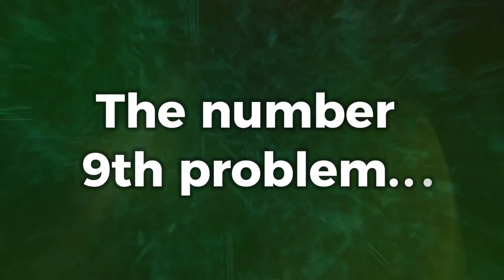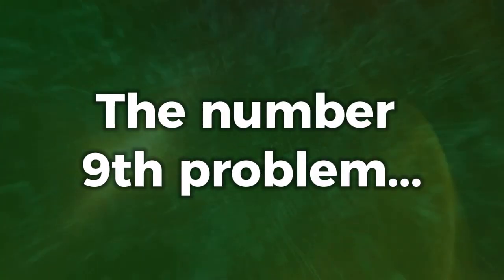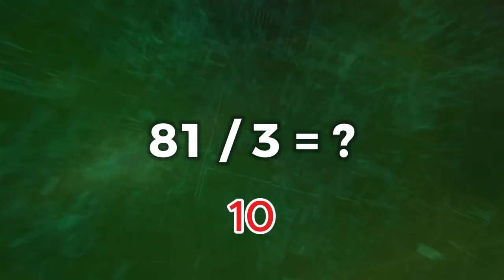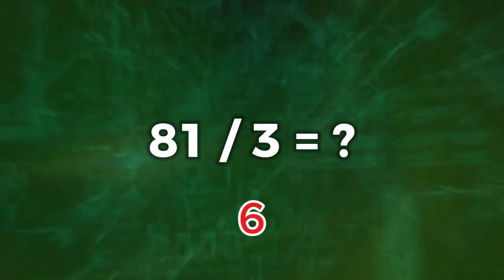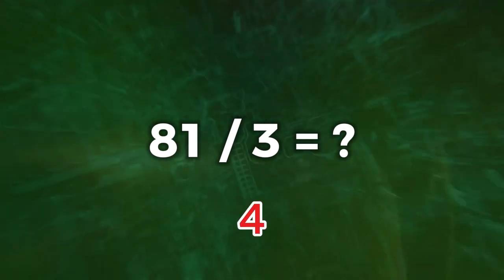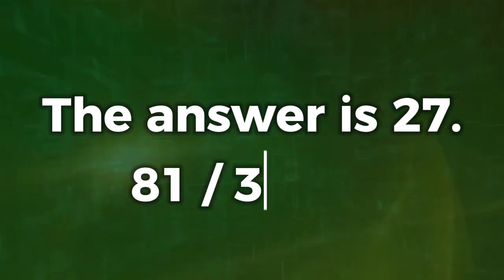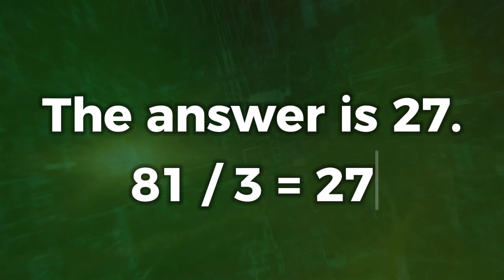The ninth problem. 81 divided by 3 is equal to. The answer is 27. 81 divided by 3 is equal to 27.